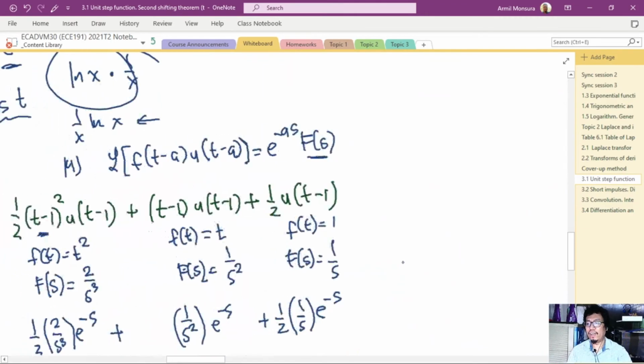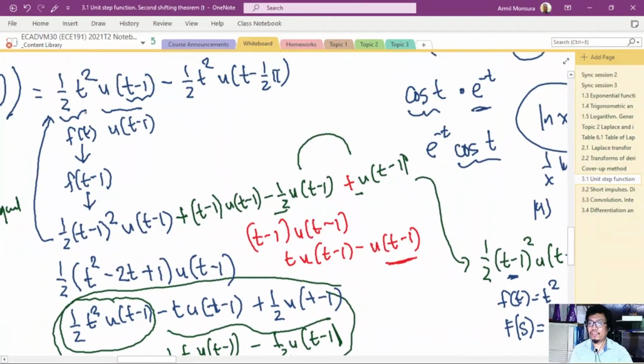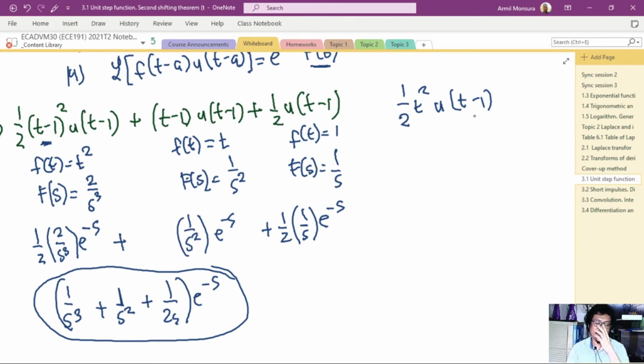With this term, again, we start with this term, 1/2 t squared times u of t minus 1. And I would like to place the solution near our solution earlier so that you would be able to compare the two, and you see for yourself later on.